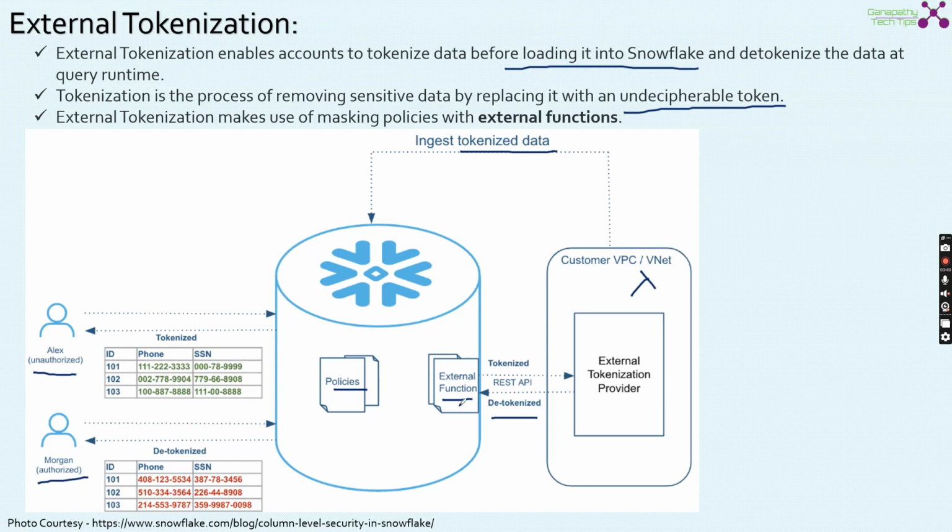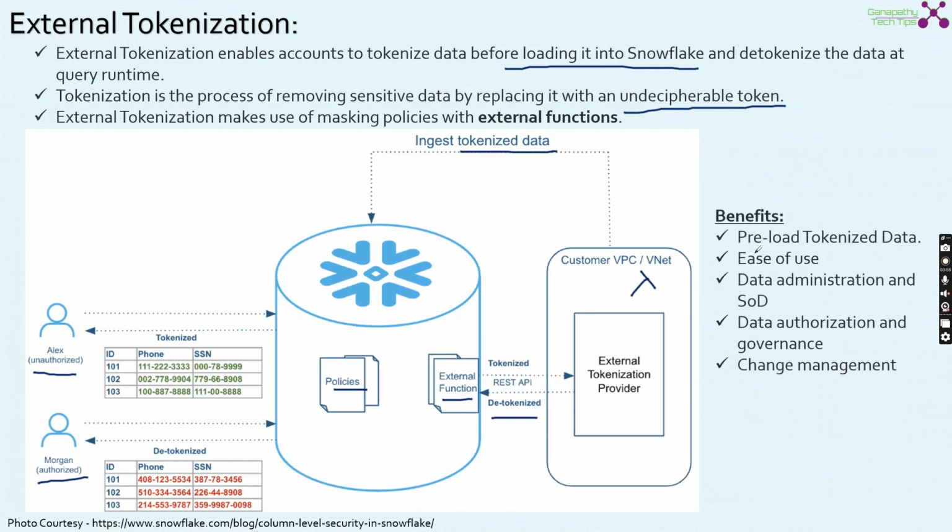So within Snowflake itself, it is storing the encrypted data only. It is not storing the decrypted or plain text data within Snowflake. All the encryptions and decryptions are happening external to it. That is the reason why it is called external tokenization. So there are a lot of benefits while using this. You can use preload tokenized data. It is very easy to use. Data administration and segregation of duties, data authorization and governance, and also it is very easy to do change management if you are using the external tokenization.